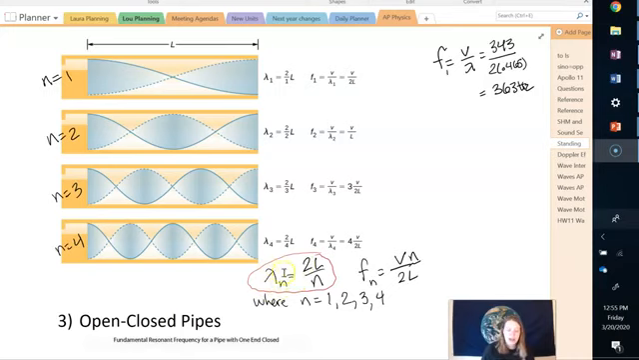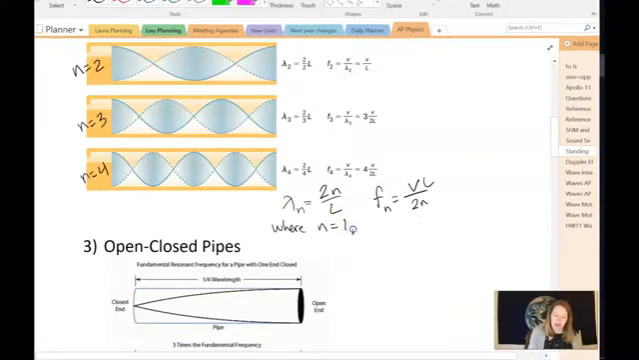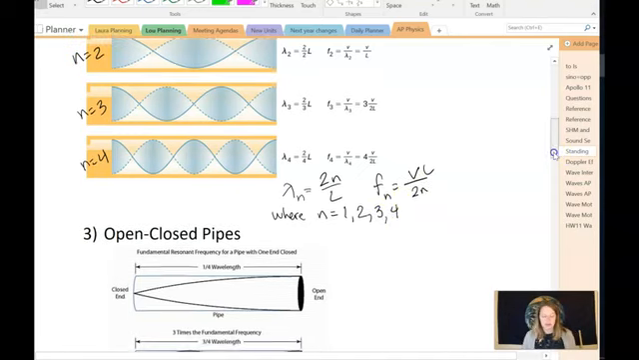So the wavelength for any n harmonic or overtone is 2L divided by n, and the frequency for any n harmonic or overtone is the speed times the harmonic number divided by 2 times L. And we have harmonics that are nice, positive non-zero integers.